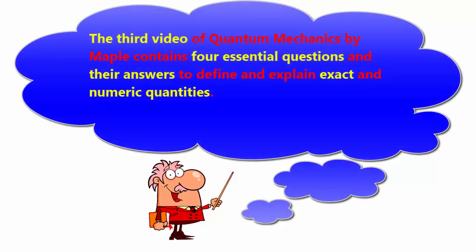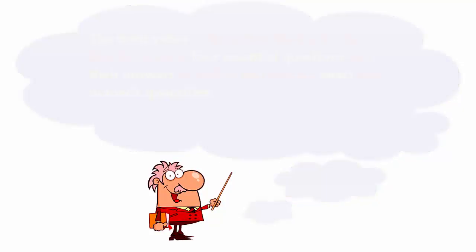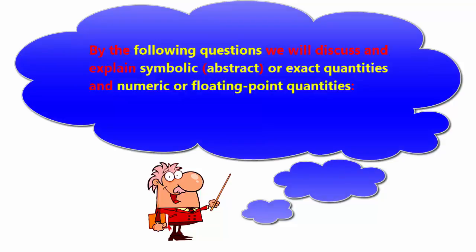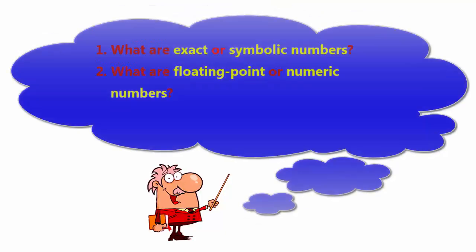The third video of Quantum Mechanics by Maple contains 4 essential questions and their answers to define and explain exact and numeric quantities. Symbolic, abstract, or exact quantities, and numeric, or floating point quantities, are the key notions and concepts related to performing basic computations with Maple. By the following questions, we will discuss and explain symbolic, abstract, or exact quantities, and numeric, or floating point quantities.